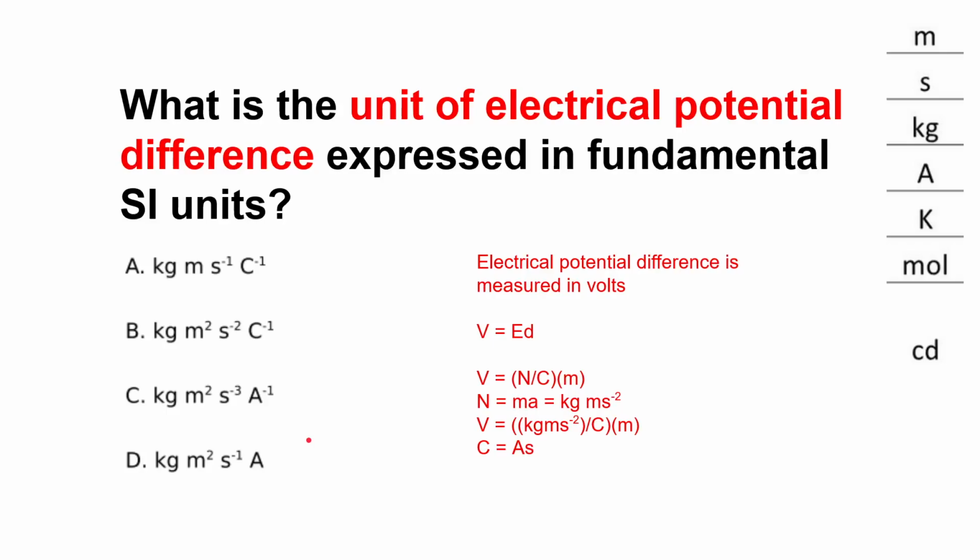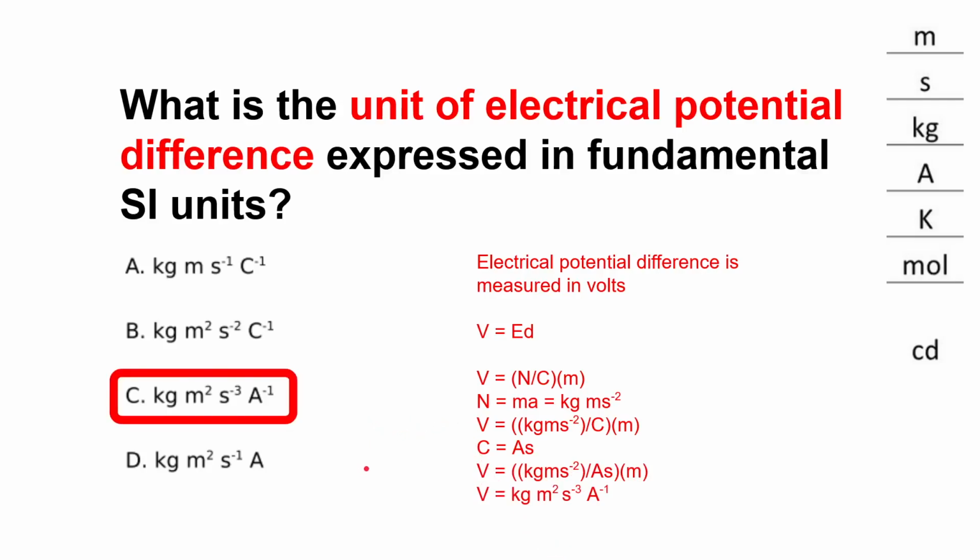and now we need to find Coulomb in terms of fundamental SI units. If you remember, Coulomb is equal to an amp second, so we can say that C is equal to As. If you forgot that, you can derive that by saying that current is equal to charge over time. So a charge, which is measured in coulombs, is equal to current, which is measured in amps, multiplied by time, which is measured in seconds. Plugging that in and simplifying, we get answer choice C.